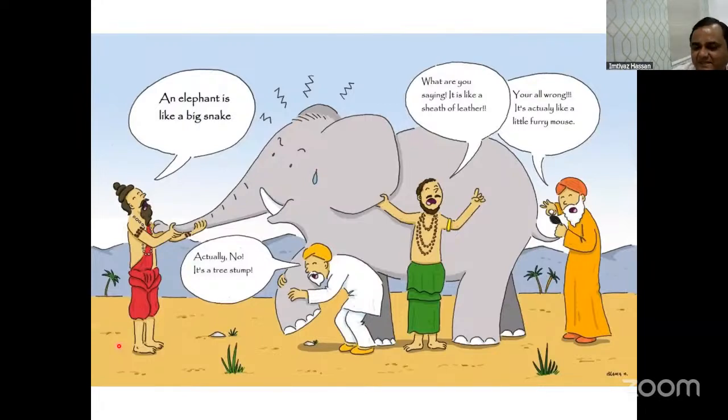Now I'll give you the best example. This is a story I think you are all familiar with: there are many blind persons, and they are asked to see how an elephant looks. Those who touch the trunk say it's a kind of big snake. Those who touch the leg say it's a tree. Those who touch the side say it is a wall of leather. Those who touch the tail say it's a furry mouse, and like that.